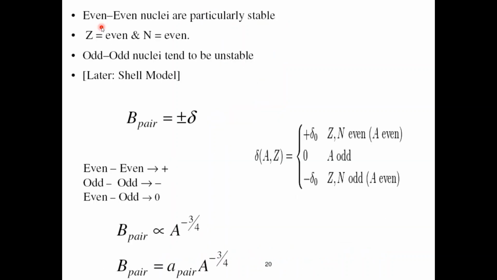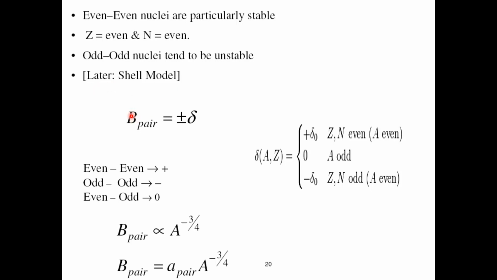So let's summarize the fact for the asymmetry term: even-even nuclei, that is, an even number of protons and an even number of neutrons, are particularly stable. Or otherwise nuclei tend to be unstable, that is, if we have a particular type of nuclei in which we have an odd number of protons and an odd number of neutrons, that kind of nuclei would tend to be unstable. This fact we will discuss later in the shell model.